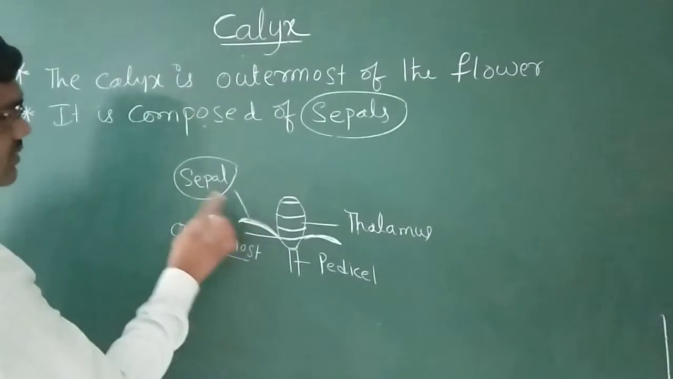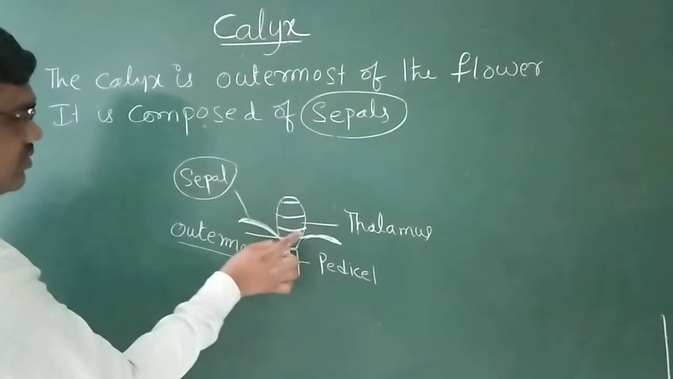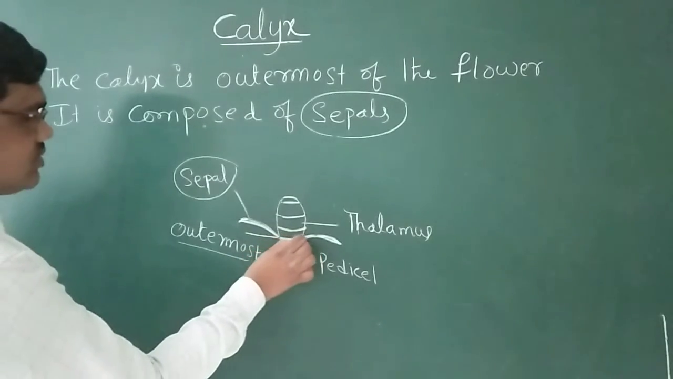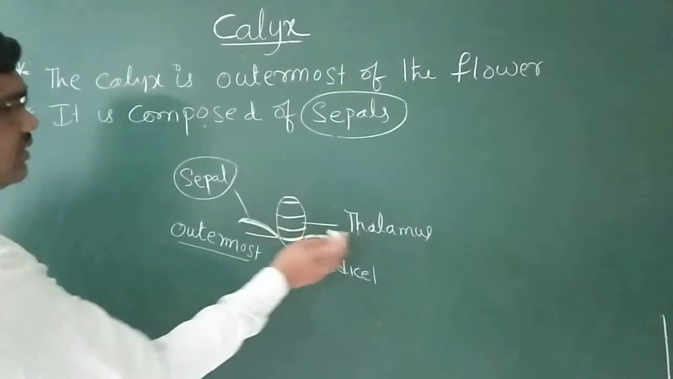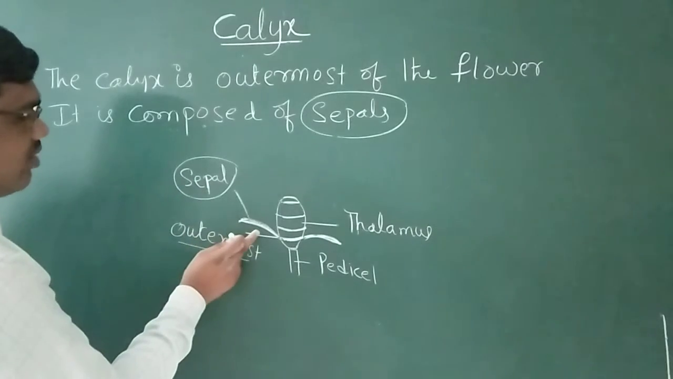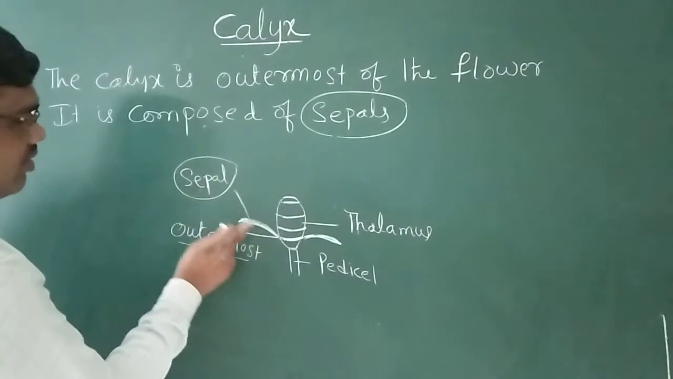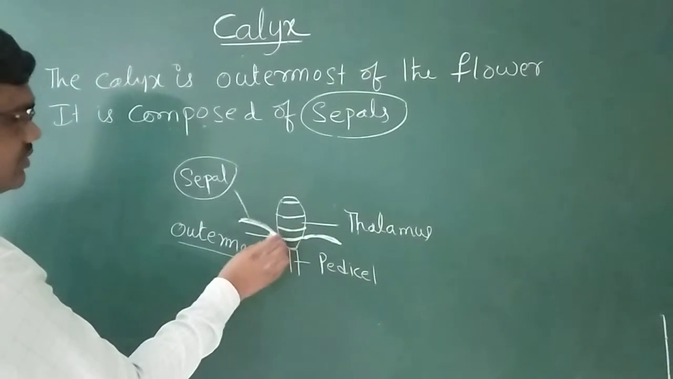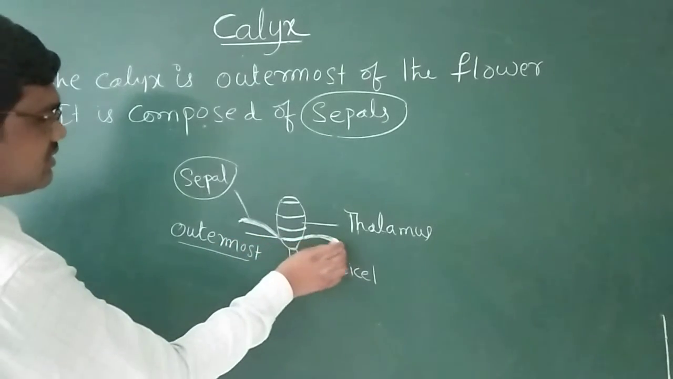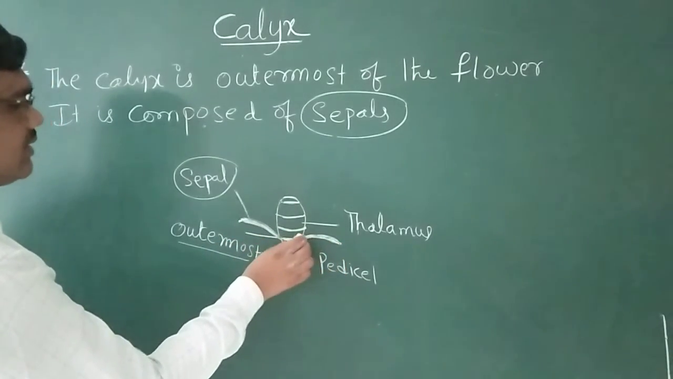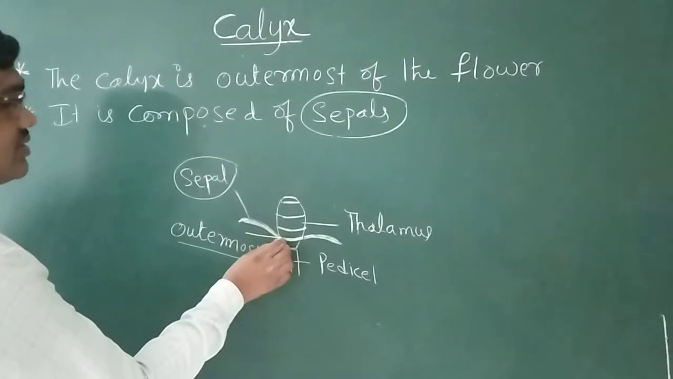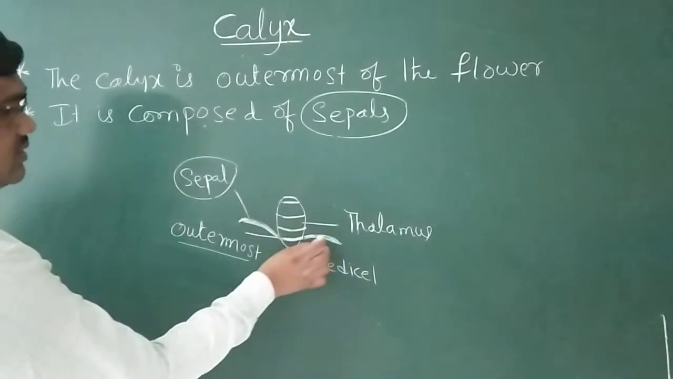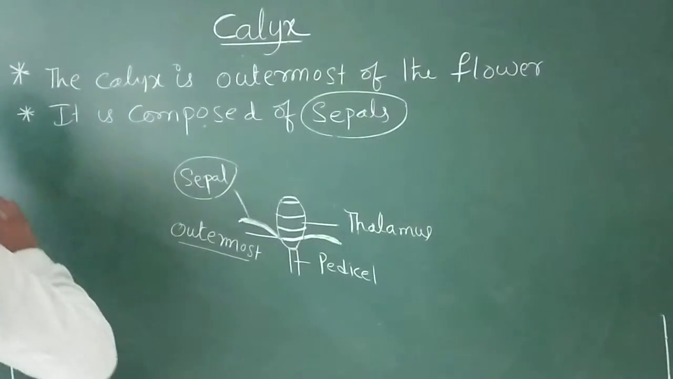So where are the sepals present on the thalamus? The sepals occupy the first whorl on the thalamus. So these sepals are small green leaf-like structures. They are called sepals. Okay? So these are the sepals.